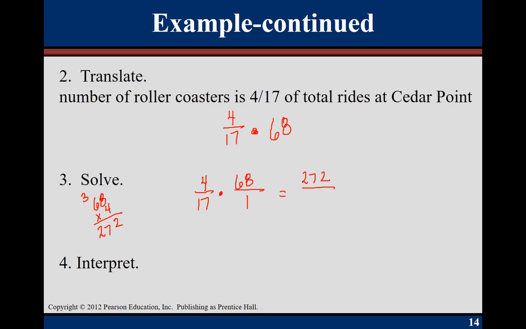17 times 1 is 17. 272 divided by 17 is 16. Cedar Park has 16 roller coasters. That's a lot of roller coasters. Remember, when you hear of, that means multiply. And when you multiply, you just multiply the numerator times numerator and denominator times denominator.